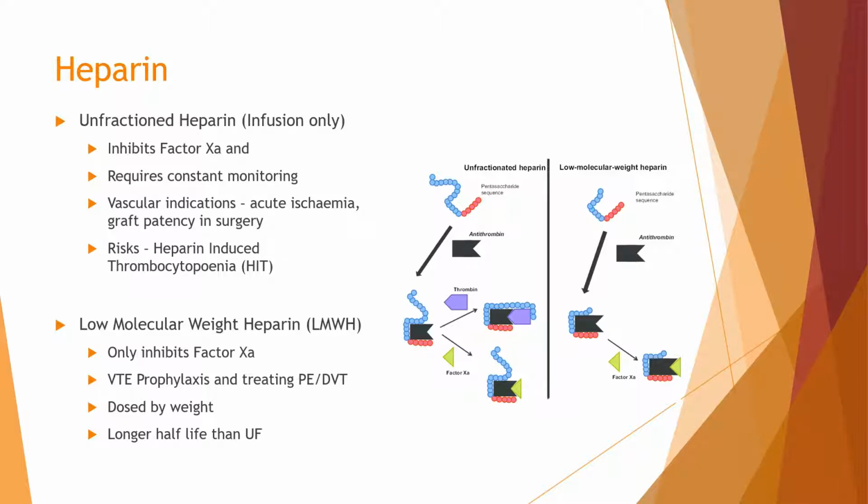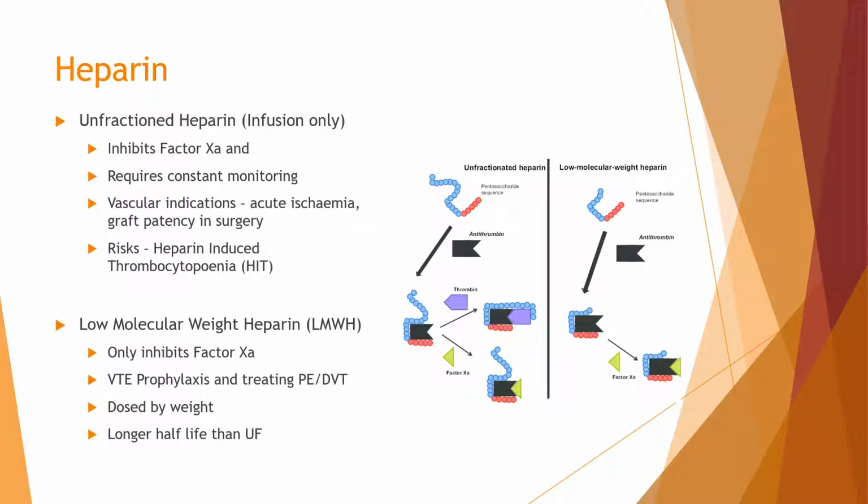The biggest risk with using unfractioned heparin is that people can undergo heparin-induced thrombocytopenia. So as well as monitoring their APTT to make sure that we're anticoagulating them appropriately, we can also check their platelets to make sure that the heparin isn't interacting with their platelets and causing a large drop.